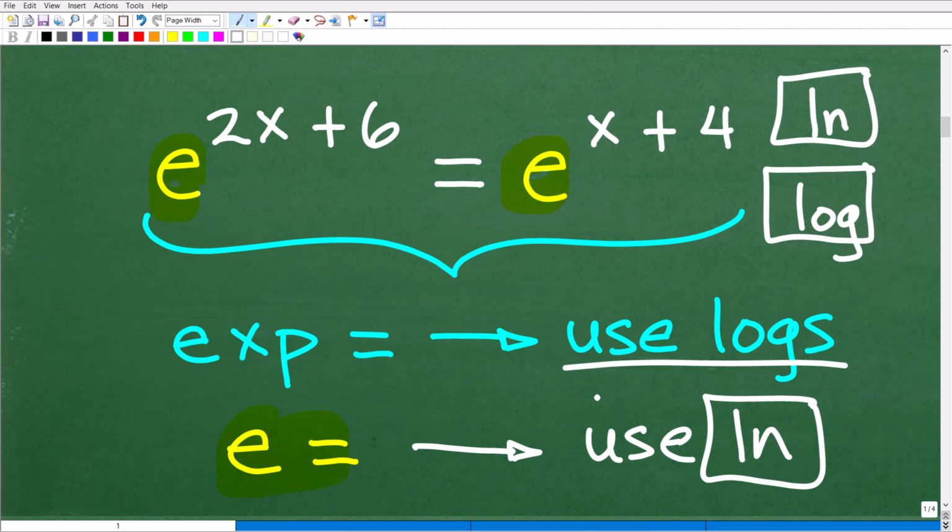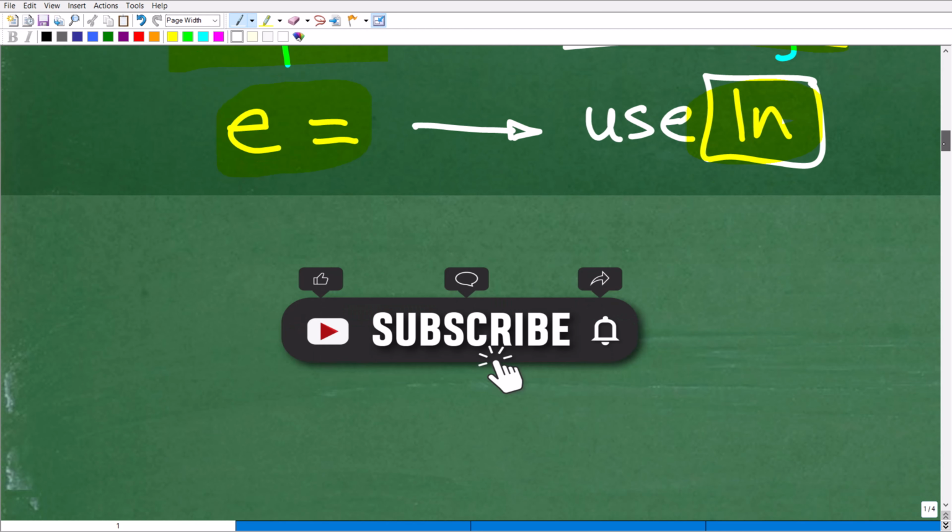As a basic overview of the problem, we have the natural base e, and we're solving for the variable x up in the exponent location. Therefore, it is an exponential equation. We're going to be using logarithms, and because it's a natural base e, we're going to be thinking about ln. Now let's put this all together.